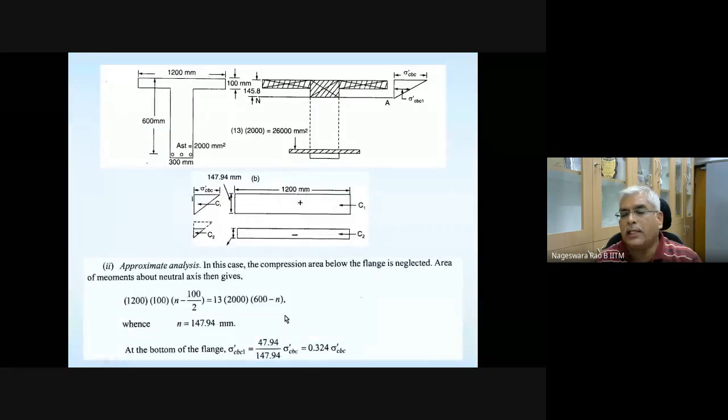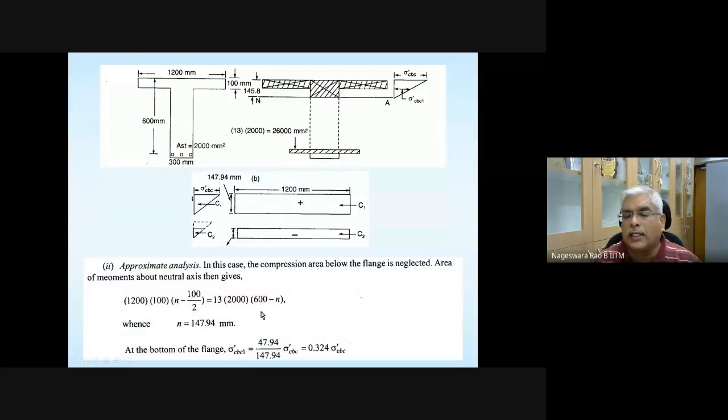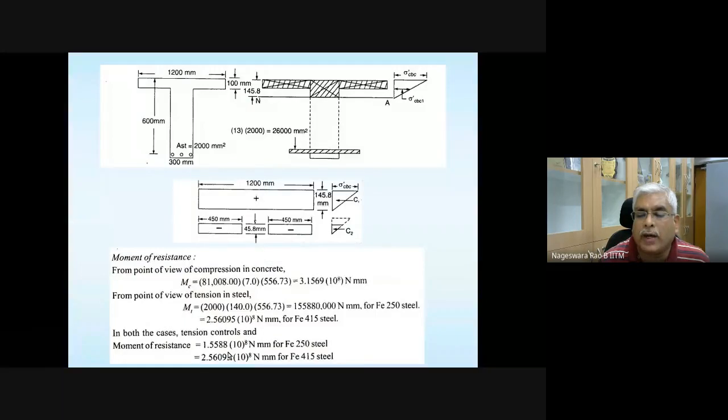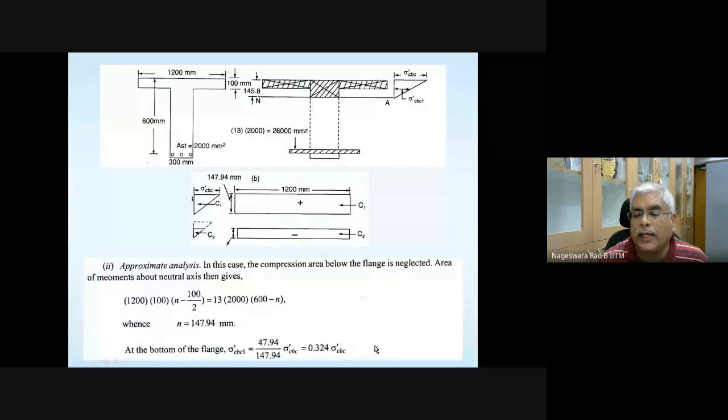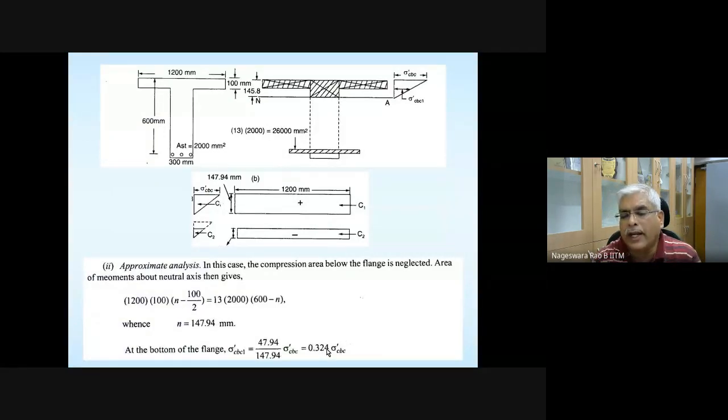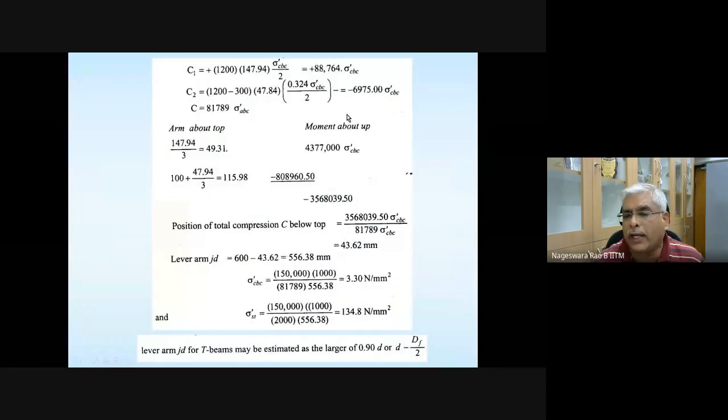Once you get the neutral axis depth and the stress at the bottom of the flange, please note that when we consider even this portion, the relation between sigma CBC 1 prime and sigma CBC prime is 0.314. By ignoring it, we are getting 0.324 sigma CBC prime. And the rest of the calculations, the moments and the lever arm, based on whatever explanation I gave you, you can go through.